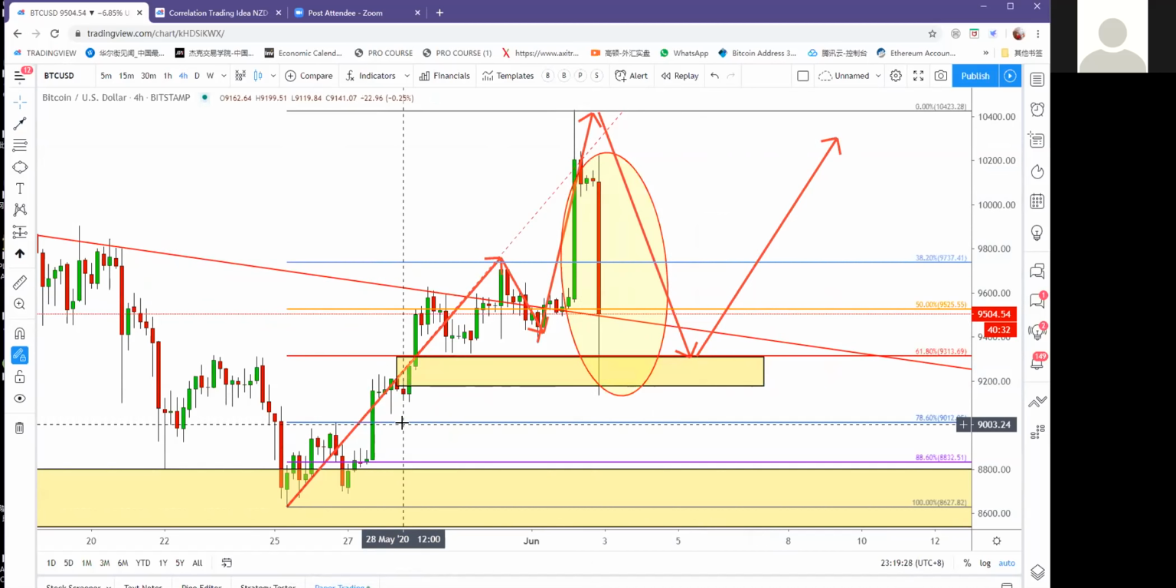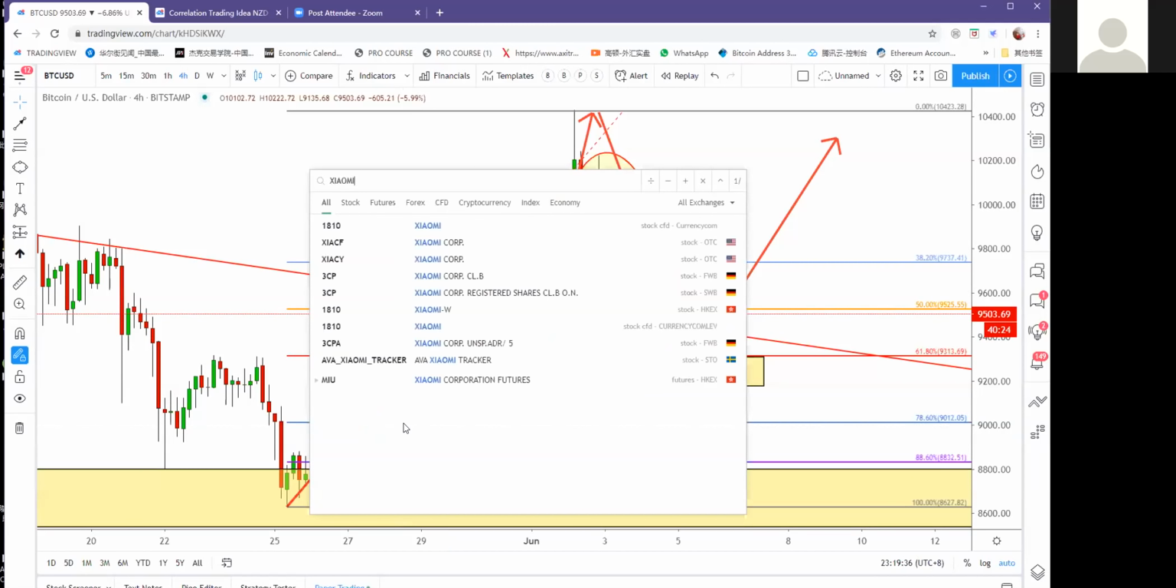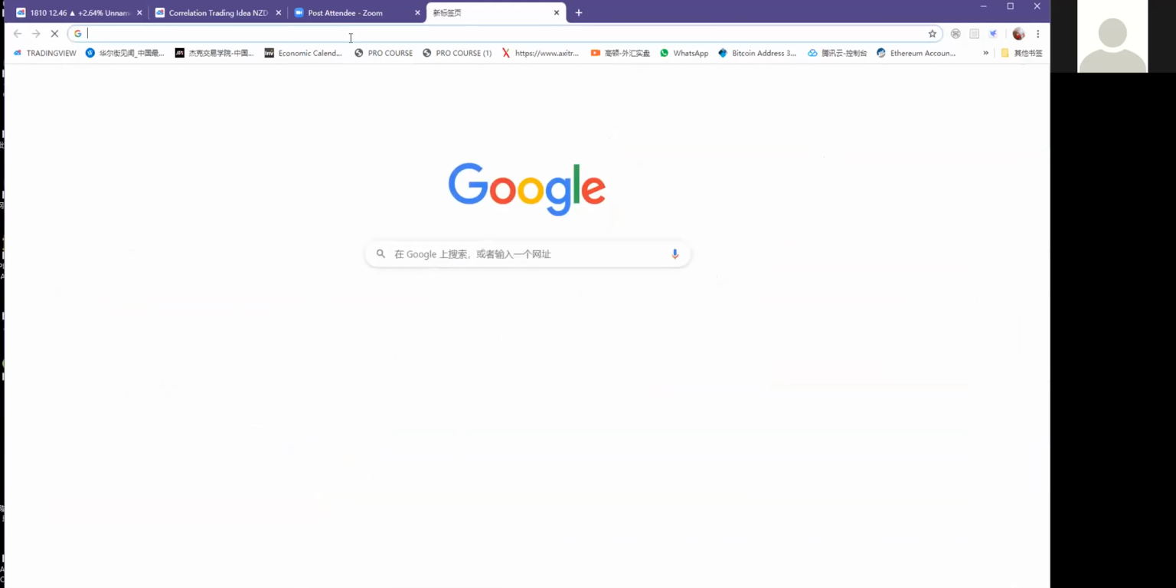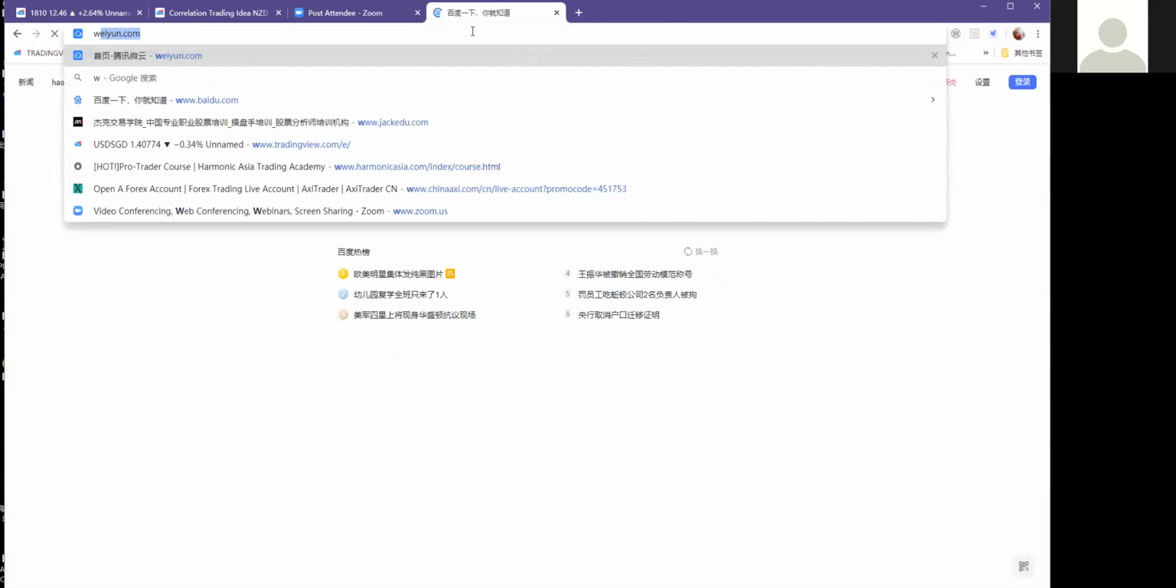All right, I think we have almost covered everything. Oh yeah, by the way, there's one company I will recommend you guys take a look at, which is Xiaomi. Okay, Xiaomi, you know this company. It is listed in Hong Kong. And if you understand what Xiaomi has done.